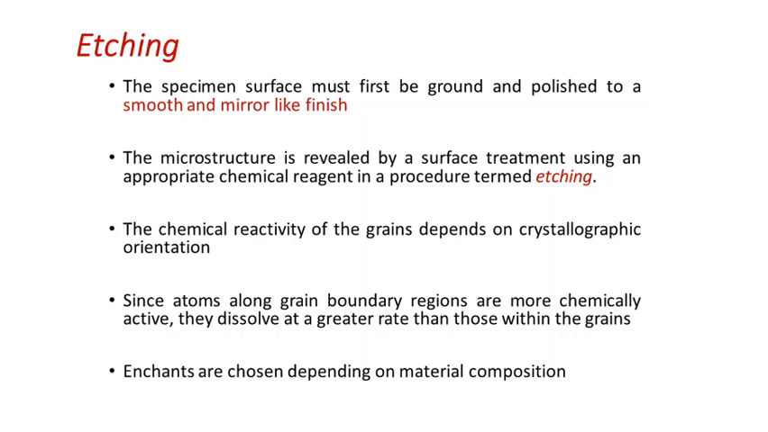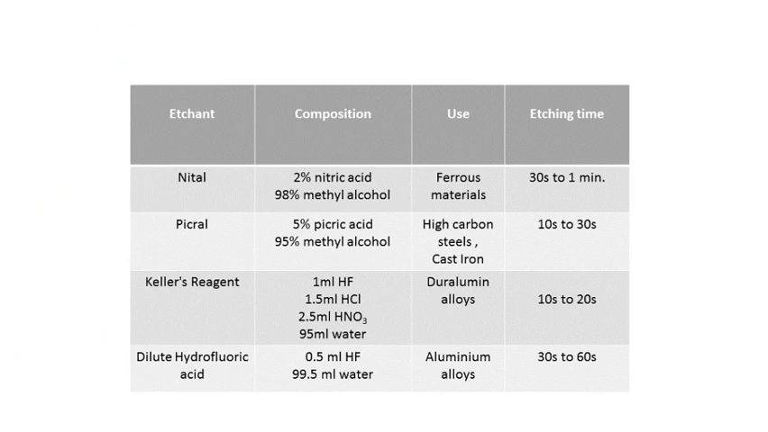So etching is that particular phenomenon, and the reagents which we use for this etching process we call etchants. Some examples of etchants are shown in the figure. You can see nital is one good etchant. Its composition consists of 2% nitric acid and 98% methyl alcohol, and it is mainly used for chemical etching over ferrous materials, mainly composed of iron in higher concentration. The etching time normally ranges from 30 seconds to 1 minute.